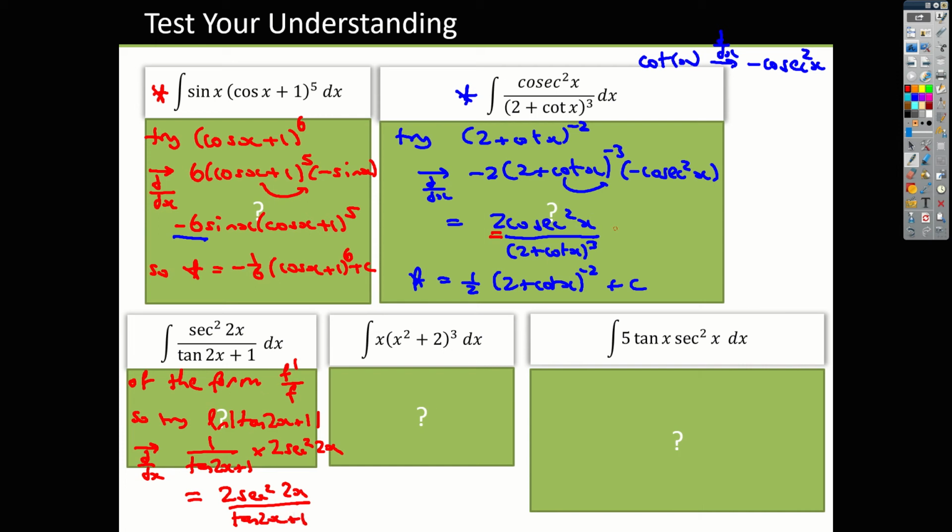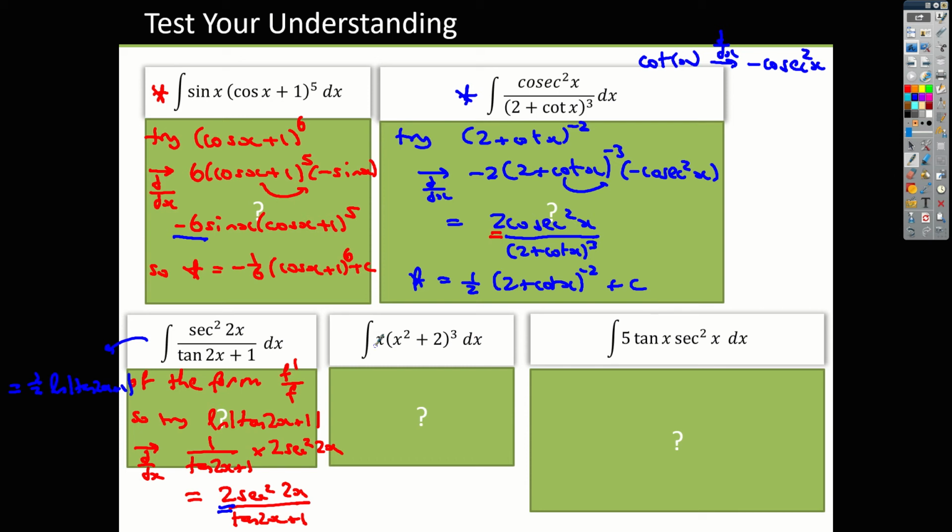There's a 2 at the front I want to clear away. That 2 shouldn't be there, so we're going to halve, making it this. It's going to be a half of our guess, a half ln, absolute value, tan 2x plus 1. Okay, basically our guess there, but halved if you can't read that. Lovely. Okay, 2 to go.